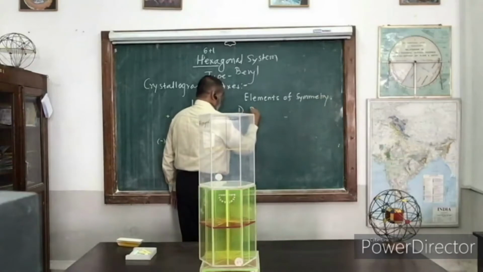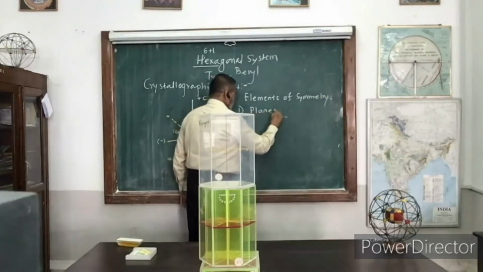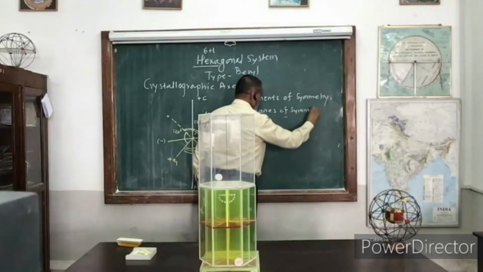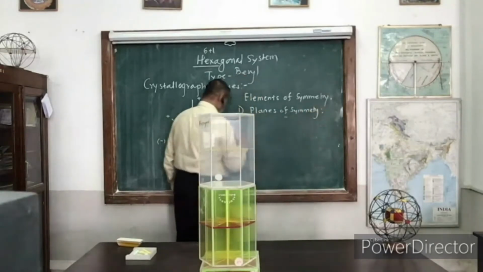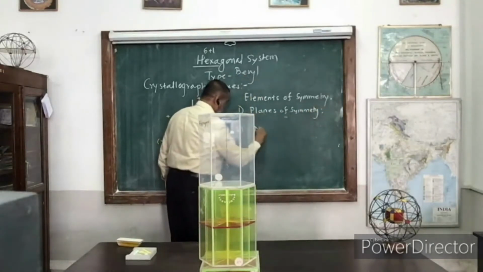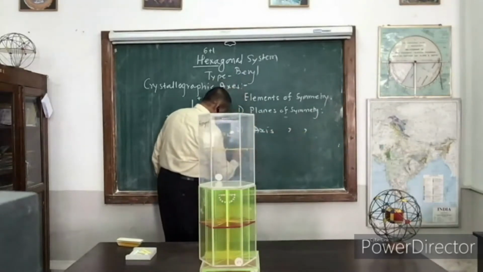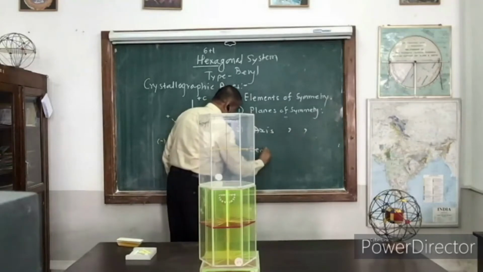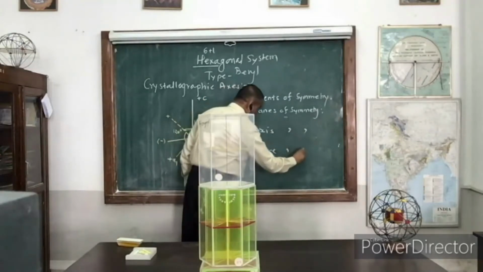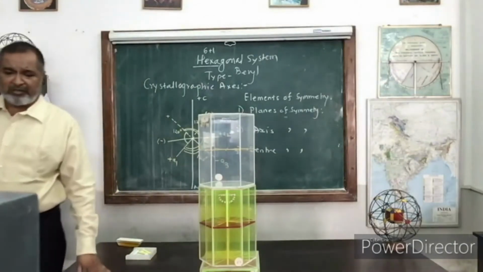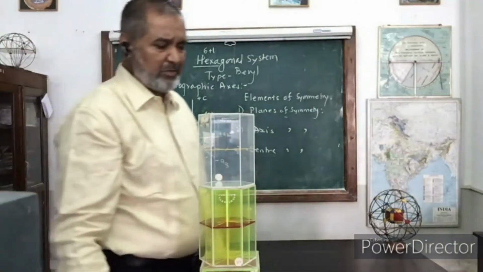First one will have the planes of symmetries. How many planes are there in this particular system? We have to find out. The second one, axis of symmetries. Then centrosymmetry, whether it is present or absent. You have to find out this thing. So this is the answer you have to find out with the help of whatever the model is given, or in the examination it is given.